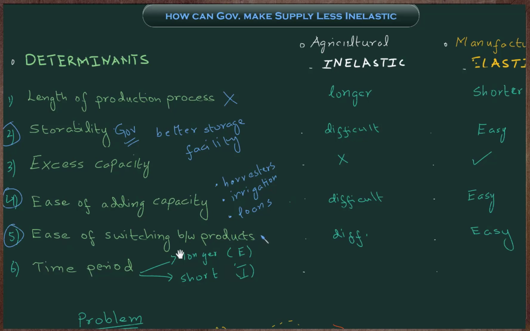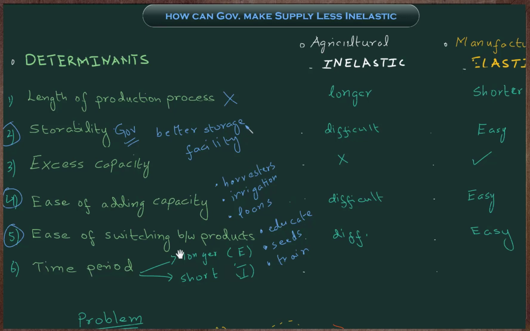Now here, if you think about agricultural commodities, what the government can do is maybe educate farmers and use their agricultural universities to conduct agricultural research and come up with new varieties of seeds which are more flexible. Maybe you can train your farmers better. Maybe you can give them something that uses the latest technology and therefore helps make it easier to switch between products. So these therefore are some of the things that the government can do to lessen the inelasticity or make the supply of the agricultural commodities more elastic.